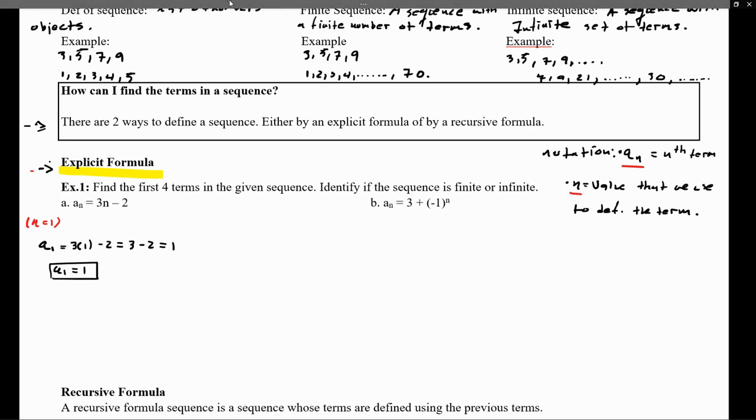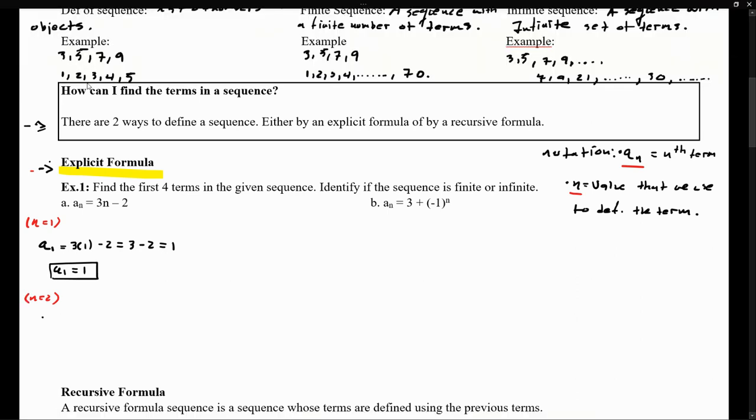If I want to know the second term in the sequence, I'm just going to let n be equal to 2. And let's define what that is. Well, a subscript of n, but right now I'm letting n be equal to 2, so I have a subscript of 2. Note that this is the notation we use for the second term. So the second term is defined as 3 times n, but right now we're letting n be equal to 2, minus 2, so that becomes 6 minus 2, which is just 4. So what we're saying here is that the second term of this sequence has a value of 4.